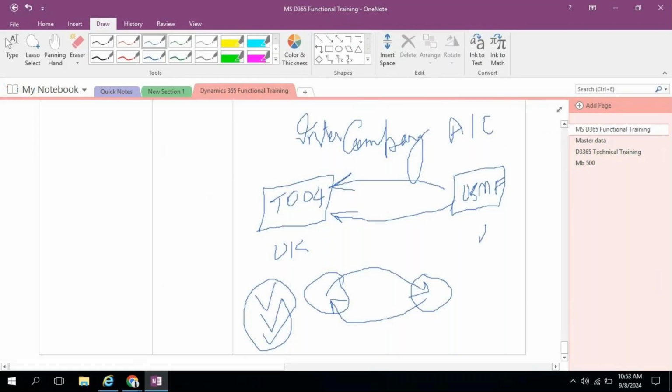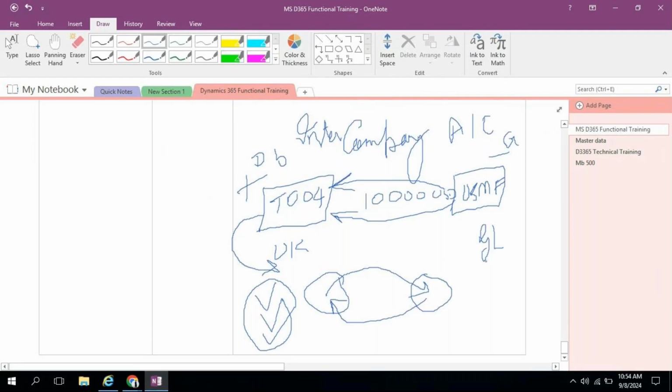One is a direct GL entry. That means in this particular case, the UK entity will be added and the USMF entity will be subtracted. That means T004 will be debited and USMF entity will be credited. Let's say, for example, they are transferring 10,000 US dollars, 10,000 USD from the USMF entity to the T004 entity. Now in that case the T004 entity will be debited, so that amount will be utilized for further transactional purposes.